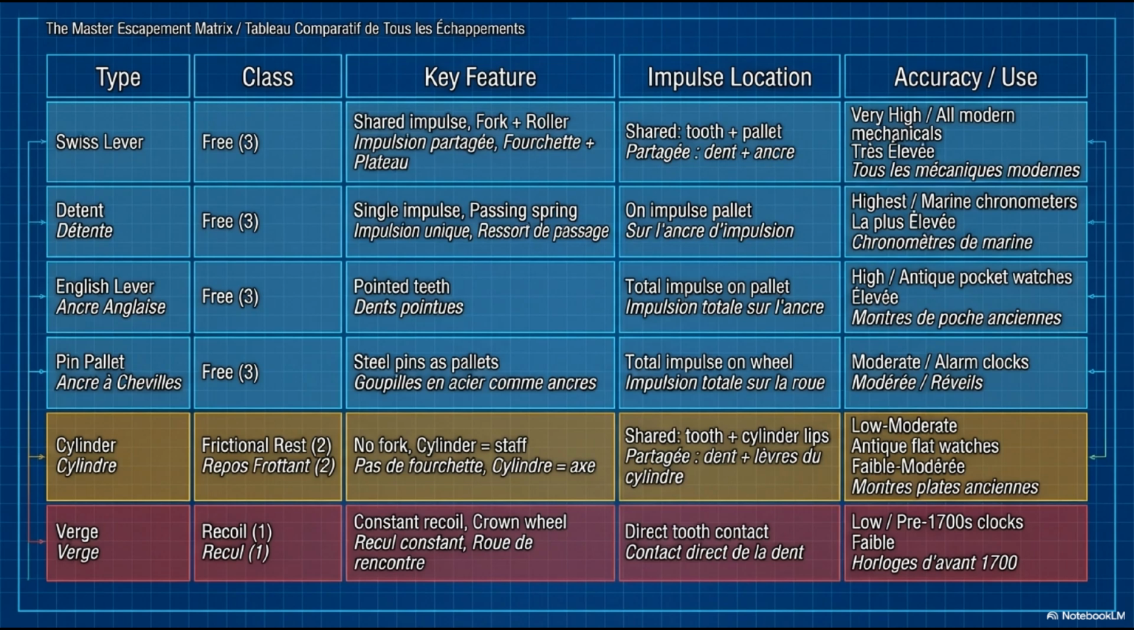Study this table in both English and French until you can reproduce it from memory. Examination questions frequently test this comparative knowledge, not just the properties of the Swiss lever alone, but its position within the broader taxonomy. Where does each type fall in the 3-class system? What is the impulse distribution? What accuracy class does it achieve?